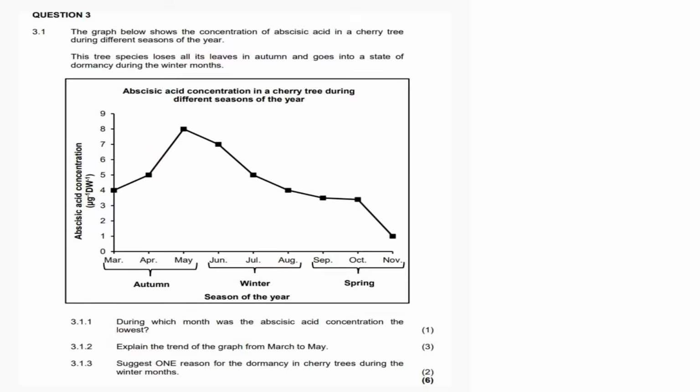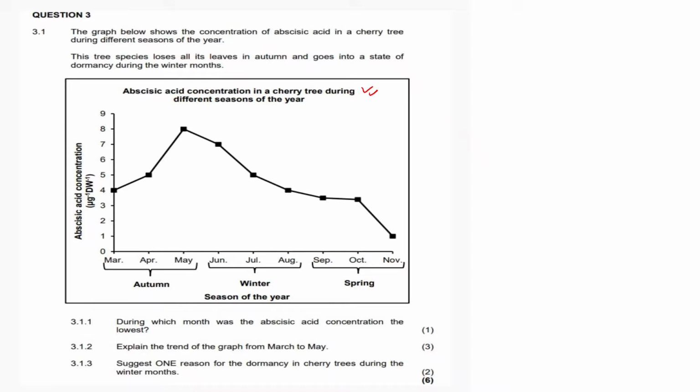Now we have question 3. Now 3.1, they're saying the graph below shows the concentration of abscisic acid in a cherry tree during different seasons of the year. This tree species loses all its leaves in autumn and goes into a state of dormancy during the winter months. Abscisic acid concentration in a cherry during different seasons of the year. That's the heading of the line graph.